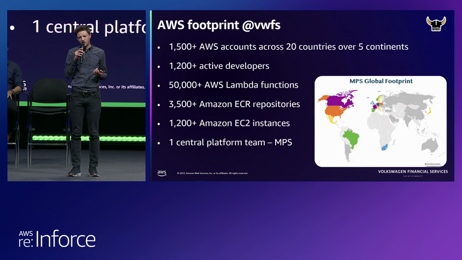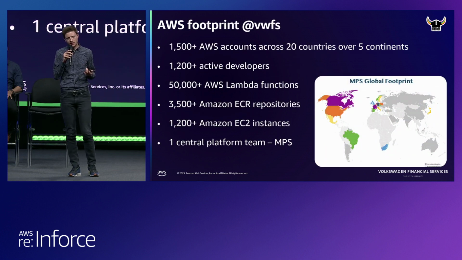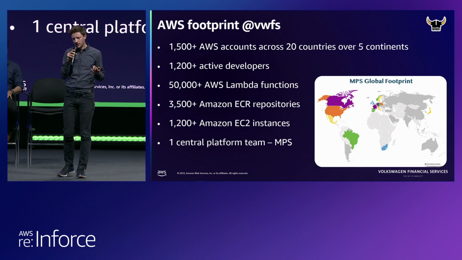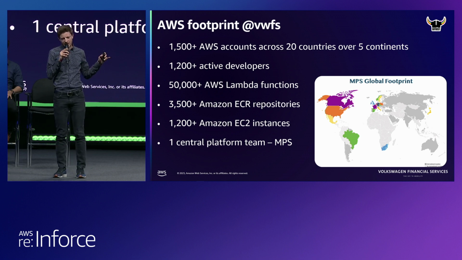So let's talk a little bit about the footprint of MPS. As I mentioned, 1,500 AWS accounts. The rainbowish color countries are countries where AWS is actually used locally, based on our platform, for production workloads. So you can see we already scaled a lot across different countries.